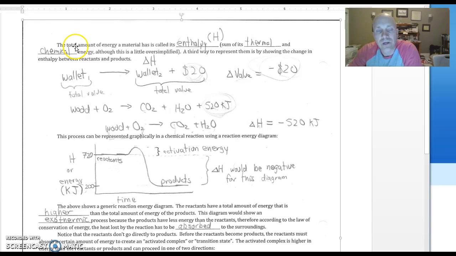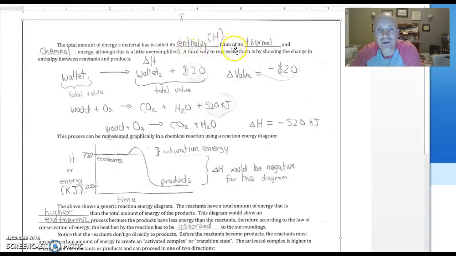Okay, so the total amount of energy that any material has is what's called its enthalpy. All right, and enthalpy is represented by H. You've noticed that we've talked about the heat of fusion and the heat of vaporization. That's actually an enthalpy, or it represents energy that you're putting into or taking out of something.